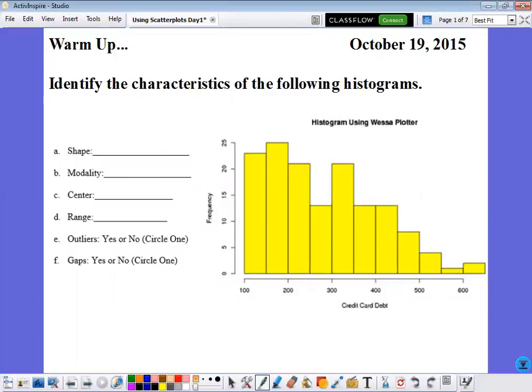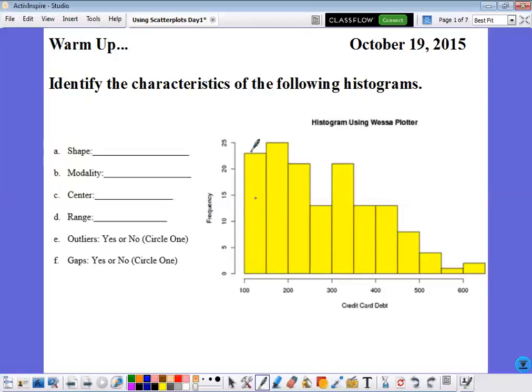All right, y'all. Today we're going to focus on how to identify some of these characteristics of a histogram. If you remember correctly, we did this last week when we focused on 6 main characteristics: the shape of a histogram, the modality of a histogram, the center of the histogram, identifying the range, and also if there's outliers or gaps.